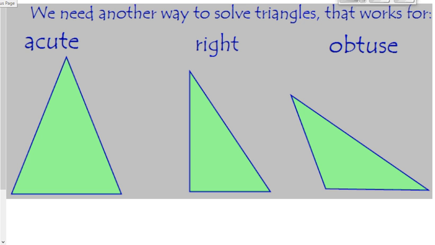Now remember, the reason for the law of cosines is because we have the law of sines, but the law of sines won't work for all triangles because it just depends on what pieces of information we know about the triangle. So if you know certain info about the sides and certain info about the angles, maybe you can use the law of sines, but maybe not. And the law of cosines gives us another option. And we want it to work for all three types of triangles, acute, right, and obtuse. So I'm going to go through a three-part proof showing that it works for all three.